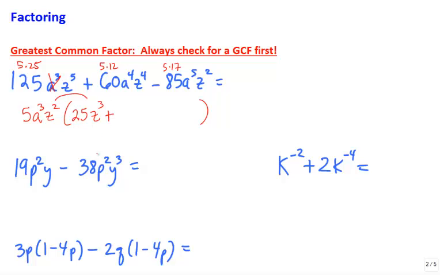Now I'm going to go to the middle term. So 5 times what gives me 60? Well, that was 12. If I pull out 3 a's, but I had 4 to begin with, then I have 1 left over. And if I pull out 2 z's, but I had 4 to begin with, then I will have 2 z's left. And if I double check, 5 times 12 is 60.